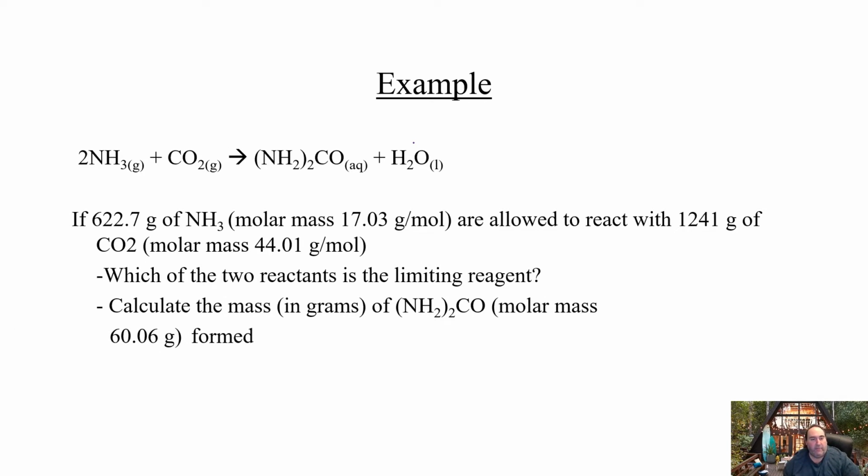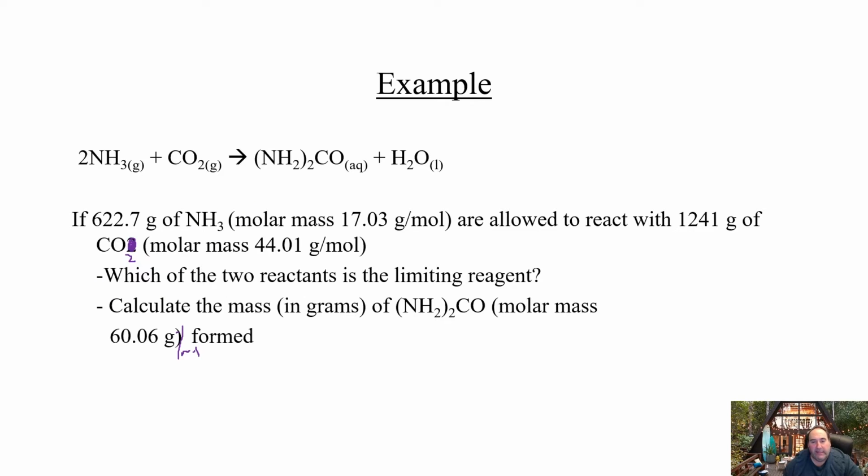All right, we got some molar masses given to us from the periodic table. That's 60 grams per mole here. If you had 622.7 grams of NH3 and you reacted it with 1241 grams of CO2, that should be CO2, it should be a small 2 there. We'll make it a small 2 now. There we go. It has a molar mass of 44.01 grams per mole. Which one's the limiting reagent? And calculate the mass of our product, which is the molar mass from the periodic table there.